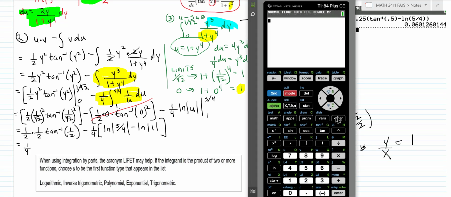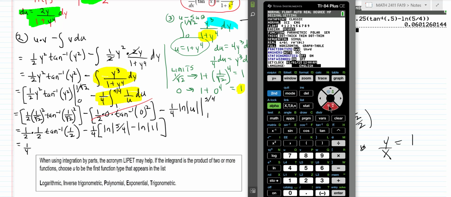So notice if I go inverse tangent of 1 over 2, I just get decimals. So it's an irrational number. I think I'm probably in degree mode right now. I don't want that. I need to go ahead and put myself in radian mode.